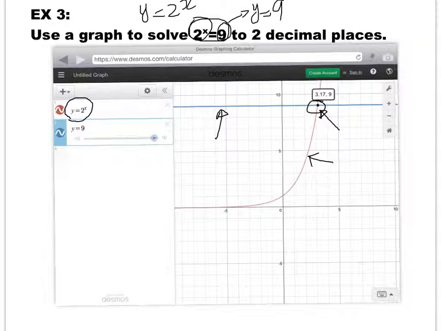So the first method that we learned was trying to express everything with the same base. The second method was divide and conquer, and the third method was using technology.